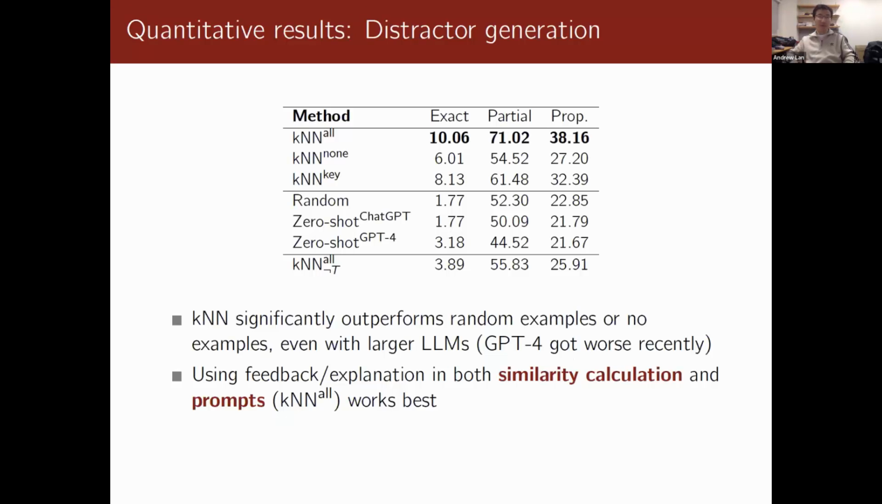Of course, we prompt everything in a chain of thought manner, so we ask it to provide the steps and then provide the distractors. But still, you see that with the k nearest neighbors, the resulting accuracy is way higher. So on average, we can generate 38% of the ground truth distractors written by humans, right? So that's a high level takeaway message.